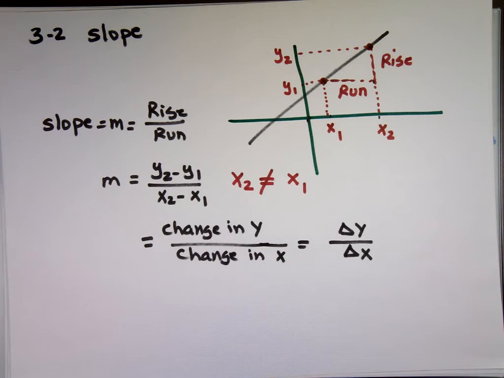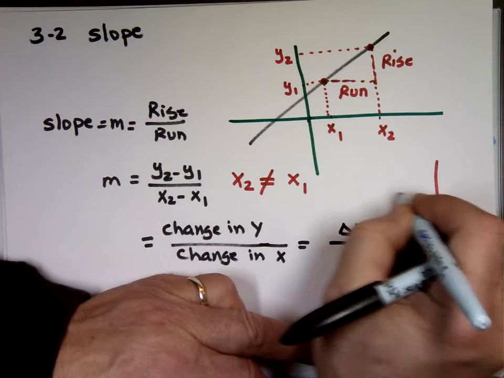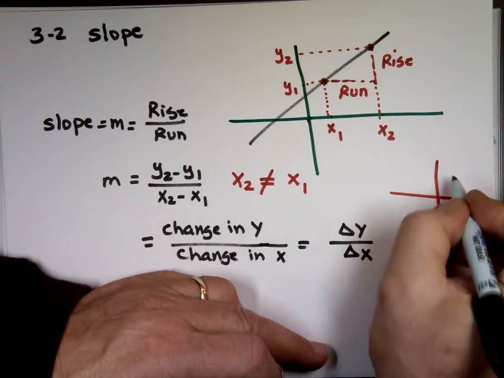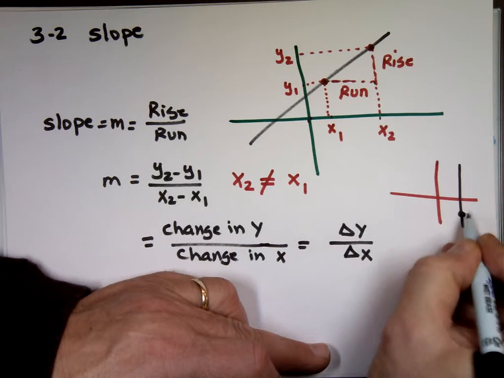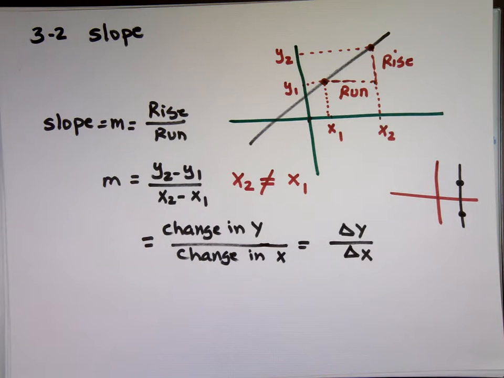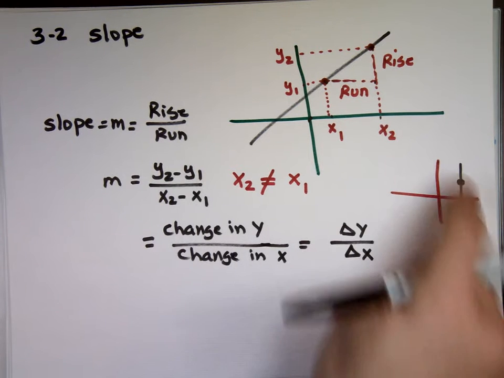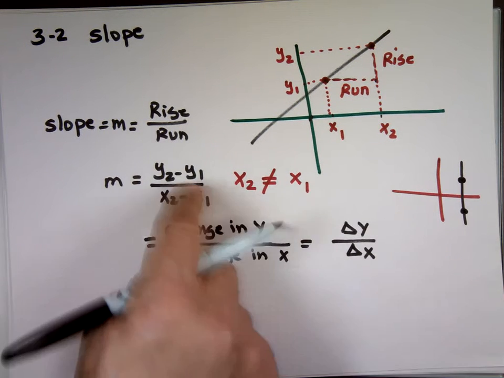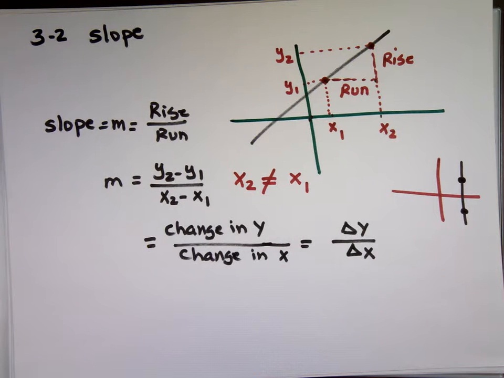And the only time they'll be equal is if the graph looks like this. Because the x value for both of them will be the same. So if you have a vertical line, you have the same x value, and then you cannot use that equation to find the slope.